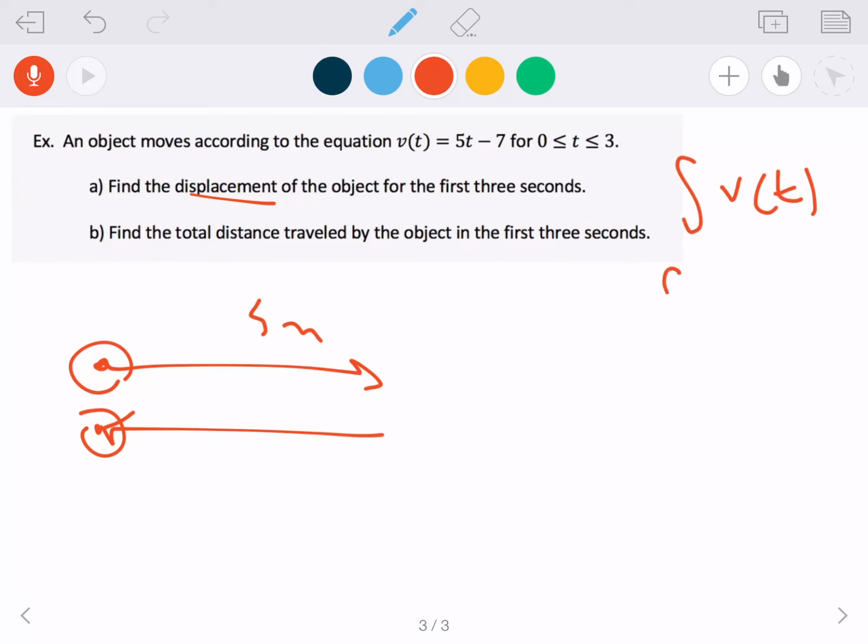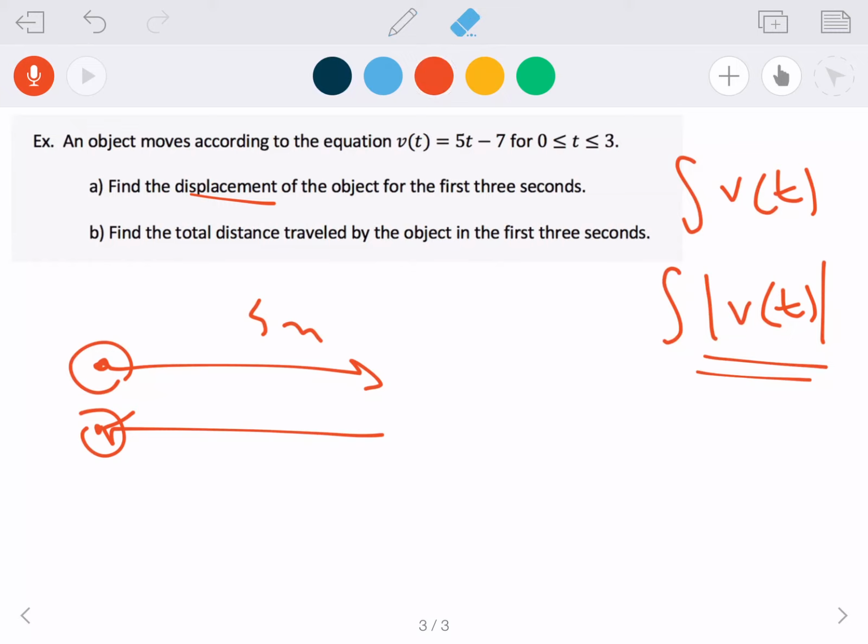For the total distance, we have to integrate the absolute value of the velocity function. And integrating absolute value, there's not a clear way to do that. What we have to do is figure out where the object changes direction and actually split up the integral, solve each piece of the integral separately. You can do it numerically, but algebraically there's no way to do those absolute values.